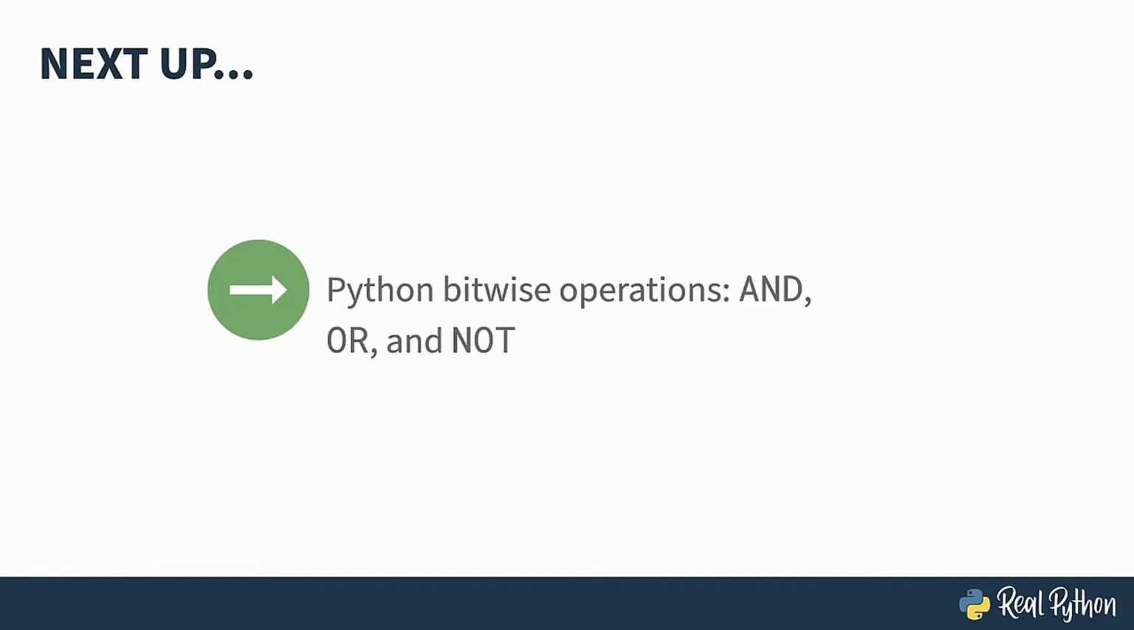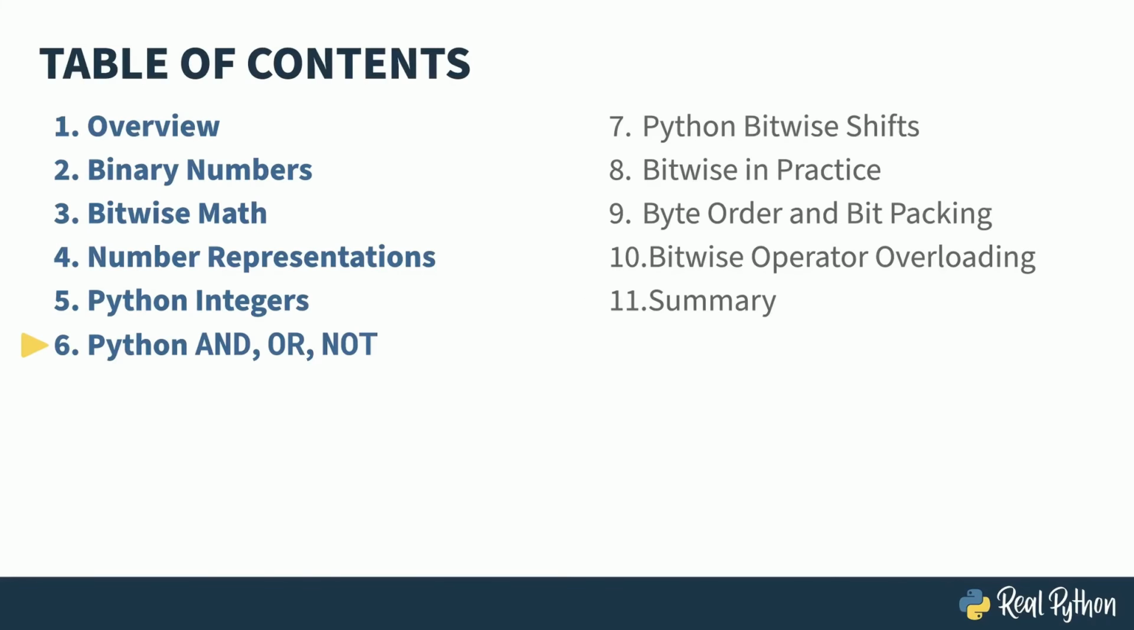Now that you've got a handle on how integers are stored in Python, let's do some bitwise ops. In the previous lesson, I introduced you to the two ways Python stores integers. In this lesson, I'll show you the and, or, and not bitwise operators in Python.